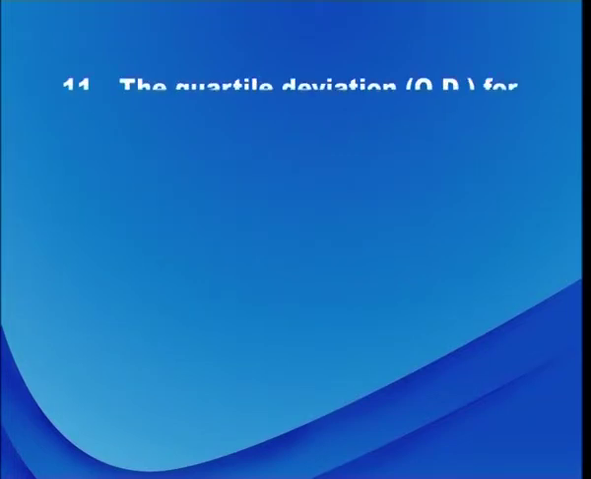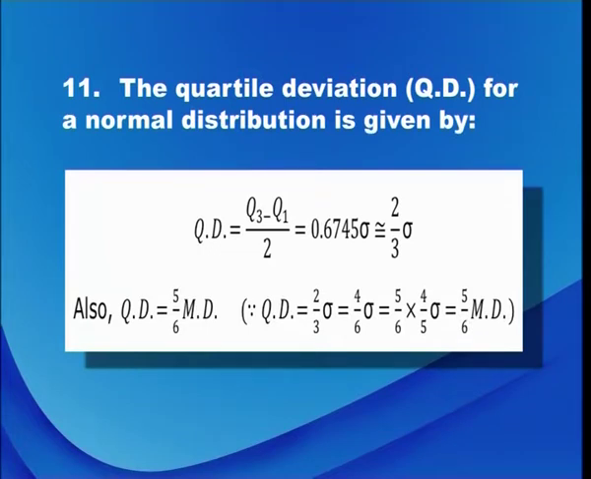The quartile deviation QD for a normal distribution is given by QD is equal to (Q3 minus Q1) by 2, that is equal to 0.6745 sigma, which is approximately equal to 2 by 3 sigma. Also, QD is equal to 5 by 6 MD, since QD is equal to 2 by 3 sigma, that is equal to 4 by 6 sigma, which is equal to 5 by 6 times 4 by 5 sigma, that is equal to 5 by 6 MD.